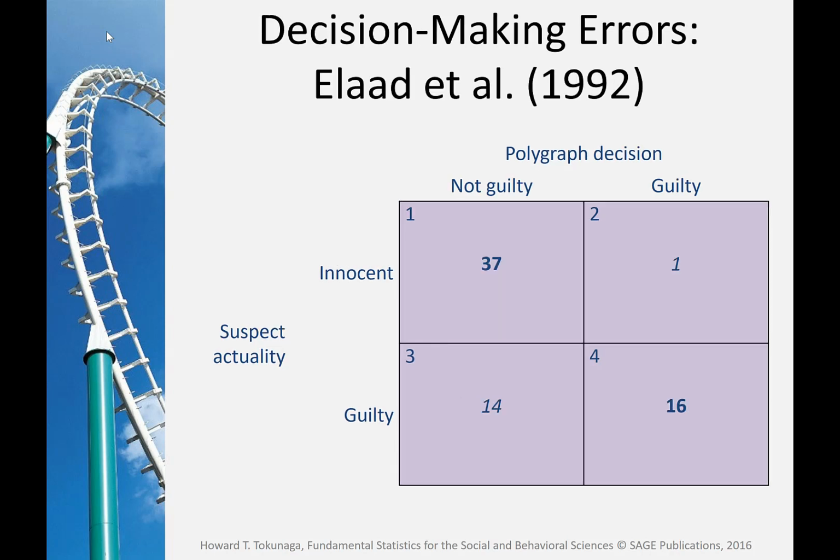So here's the data from the study. Of the 68 outcomes, the polygraph got 15 of them wrong, including a situation in which the person was actually innocent and the polygraph said they were guilty of a crime.